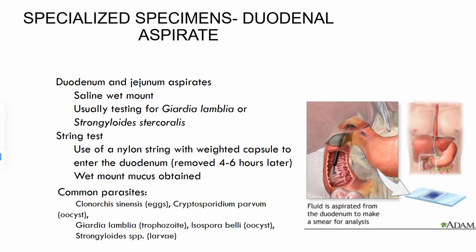Duodenal aspirates. So duodenum and jejunum aspirates, saline wet mount, usually testing for Giardia lamblia or Strongyloides stercoralis. The string test, you use a nylon string with a weighted capsule to enter the duodenum. Then you remove it 4 to 6 hours later and do a wet mount of the mucus that's obtained. Common parasites: Clonorchis sinensis, Cryptosporidium parvum, Giardia lamblia, Isospora belli, or Strongyloides species.